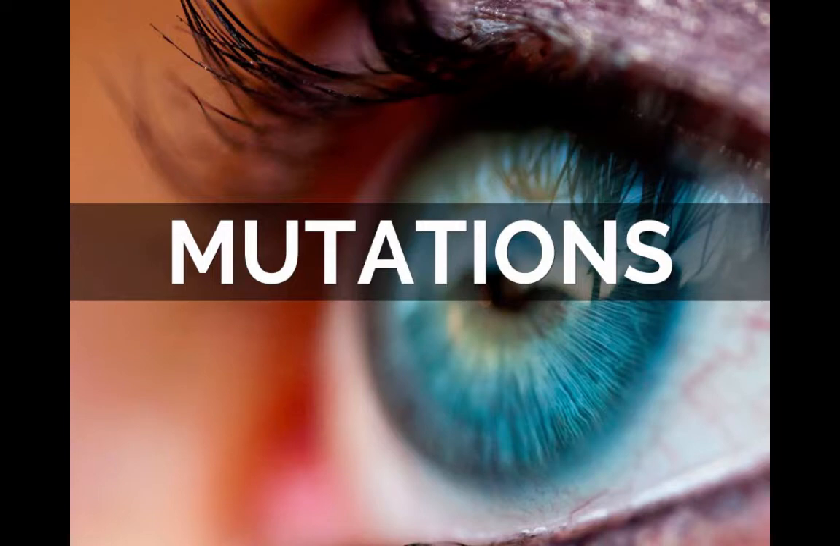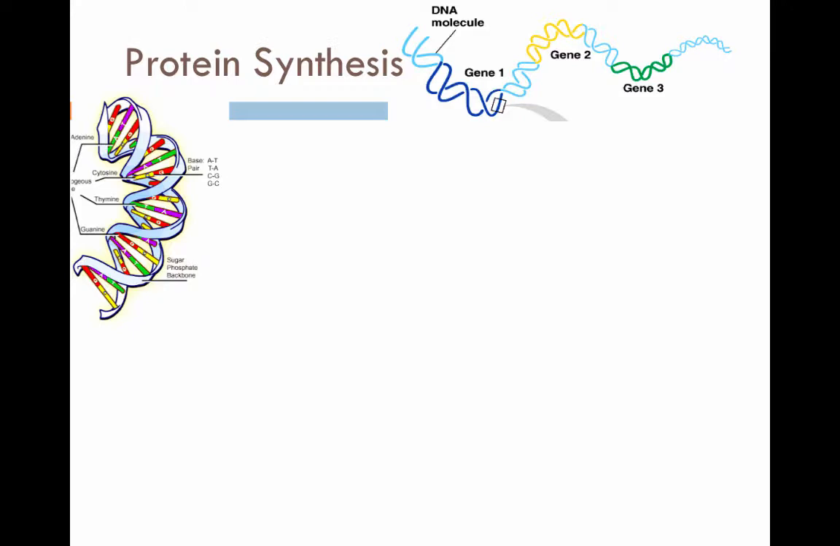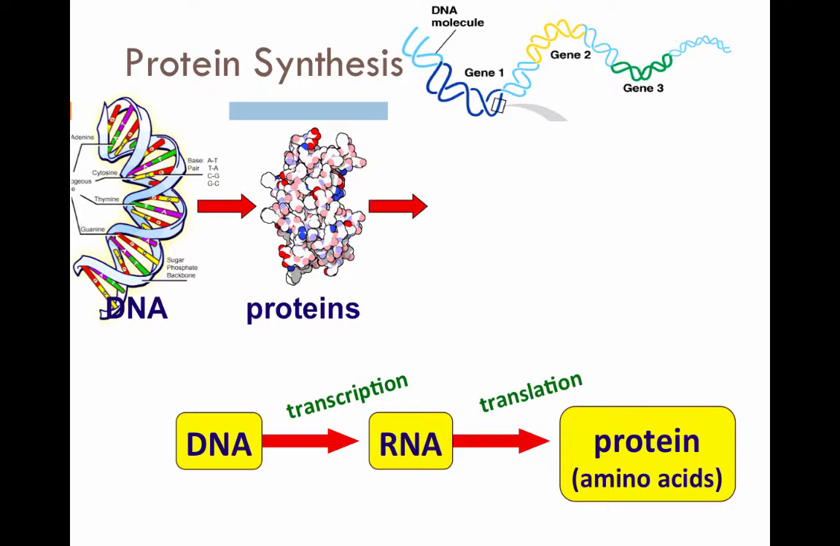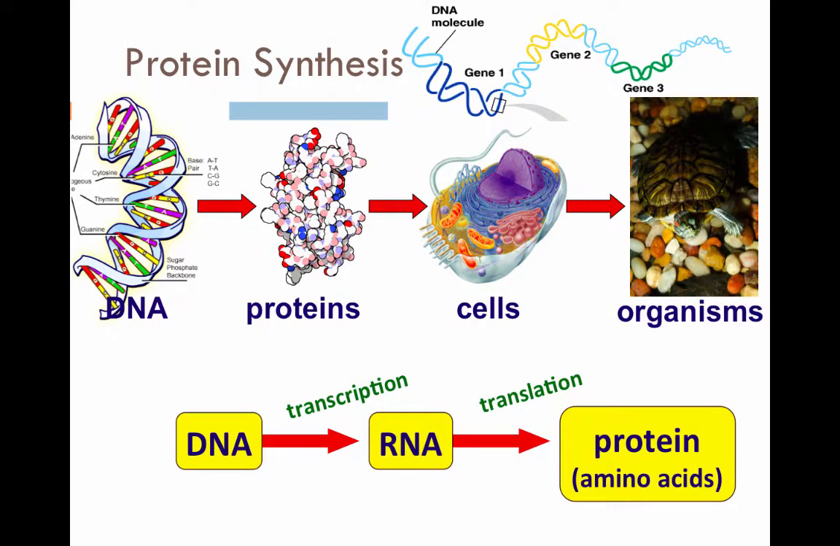This video is about mutations and viruses. Just a reminder before we talk about mutations that this is the process of protein synthesis. DNA is transcribed into mRNA and then translated into amino acid chains called proteins. Well, why do we need proteins? Well, proteins make up cells, which make up all living things on Earth.